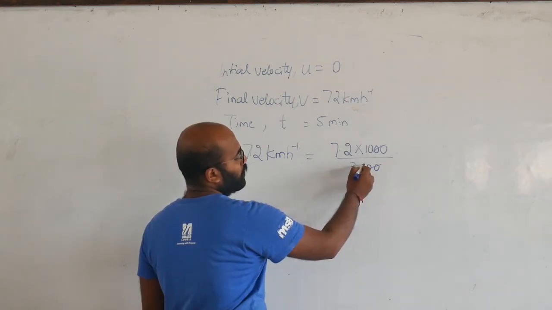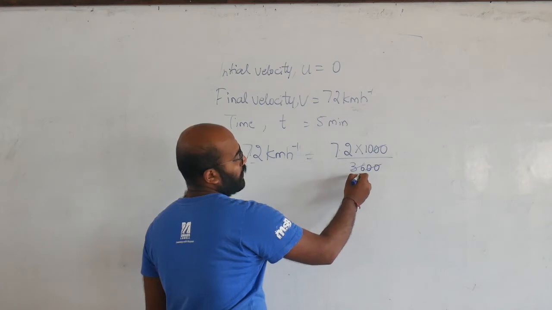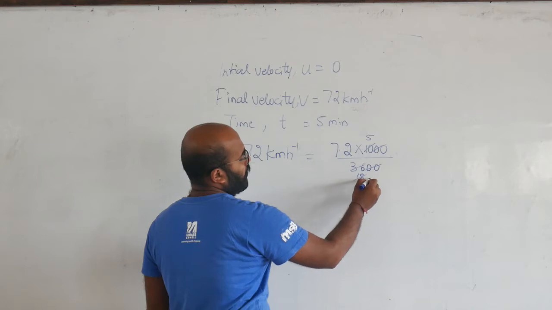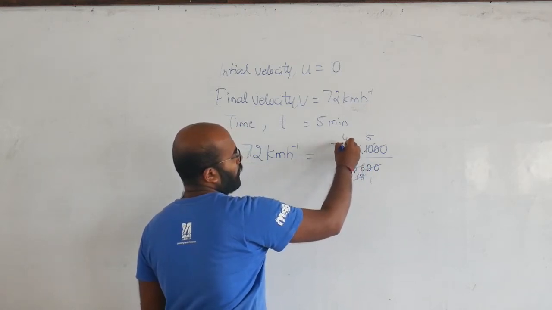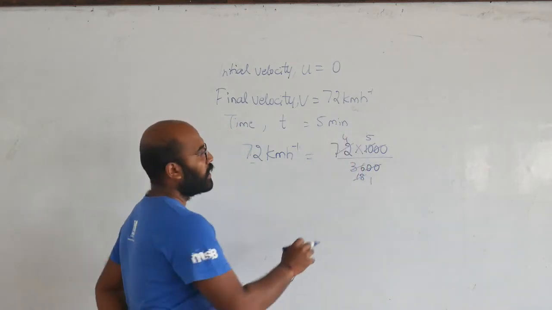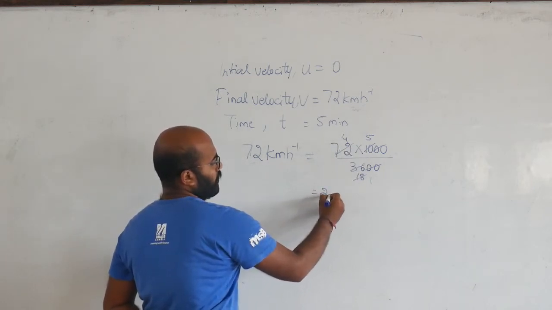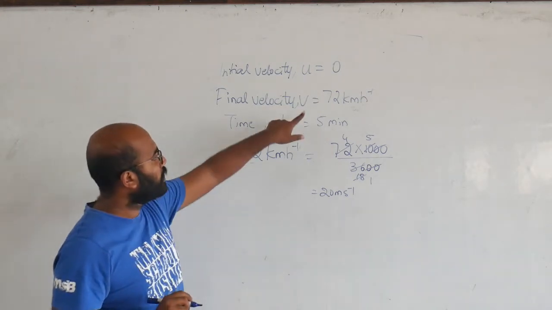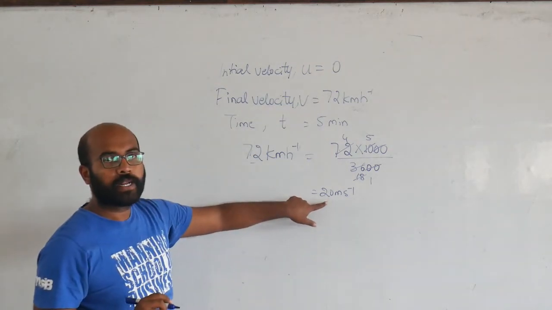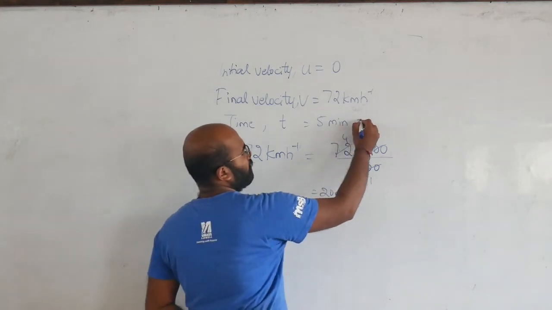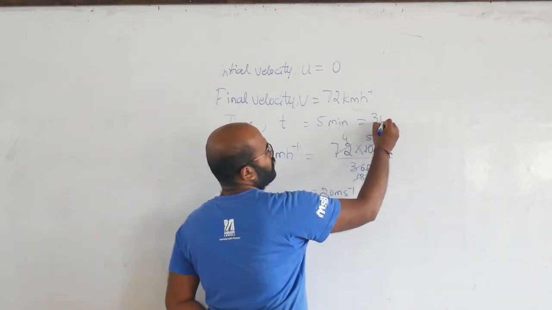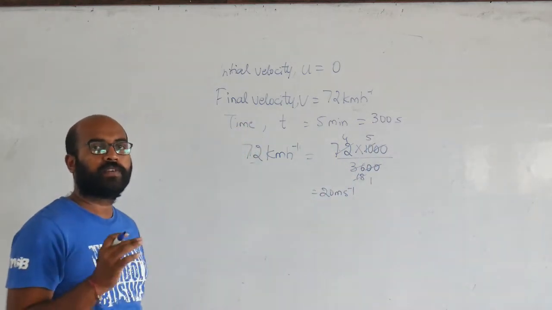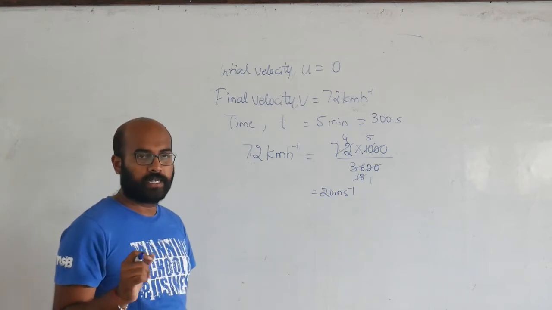72 by 36 is 2, so we get 2 into 10, that is, 4 into 5, which is 20 meter per second. So 72 kilometer per hour is 20 meter per second. And this 5 minutes is 300 seconds, because 1 minute is 60 seconds. So 5 minutes means 5 into 60, that is 300 seconds.